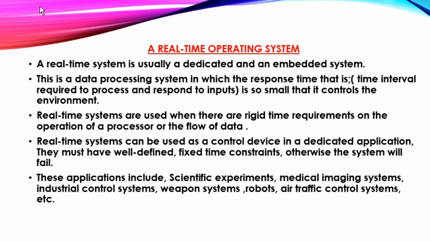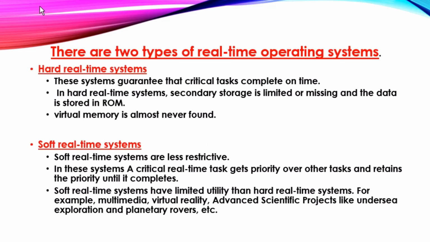There are two types of real-time operating systems. We have the hard real-time systems and the soft real-time systems. The hard real-time systems guarantee the critical task completes on time. In hard real-time systems, secondary storage is limited or sometimes missing, and the data is stored in read-only memory. Virtual memory in this type of real-time operating system is almost never found.